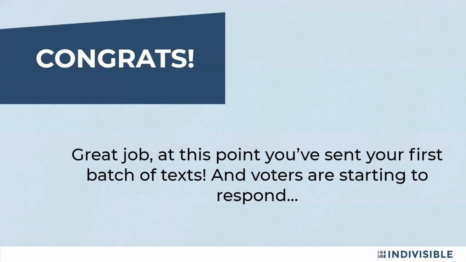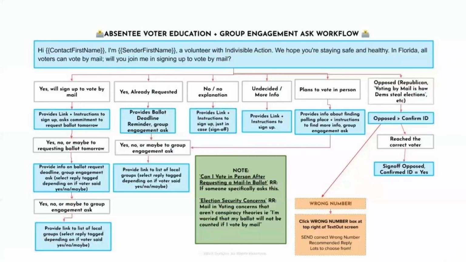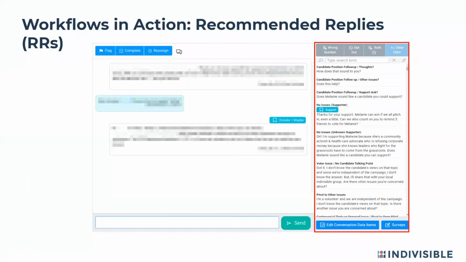As a reminder, everything you need in order to respond is already loaded for you in TextOut. Make sure to keep the workflow open in order to track how to respond to voters based on the information that they provide you. Here's an example of what it will look like to find your recommended replies in TextOut. You can see that your conversation will be on the left-hand side of the screen, and it looks a lot like text message conversations do on your phone. Your responses will be on one side of the screen, and the voters' replies will be on the other side of the screen. And all of the recommended replies will be available on the right-hand side of the screen.